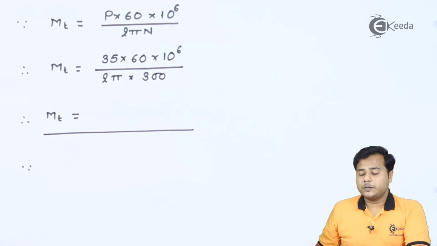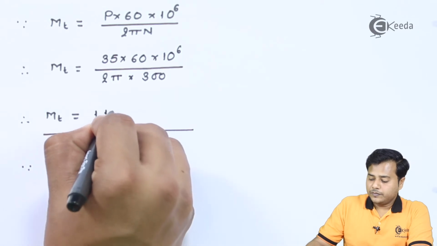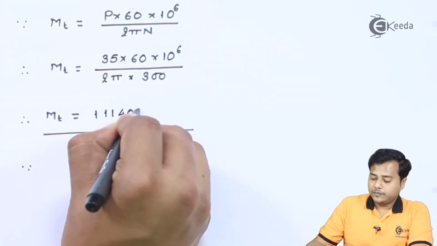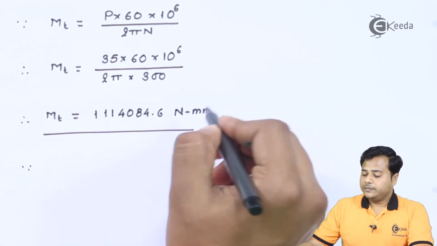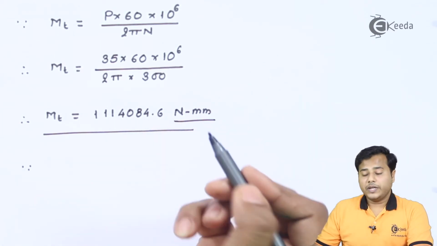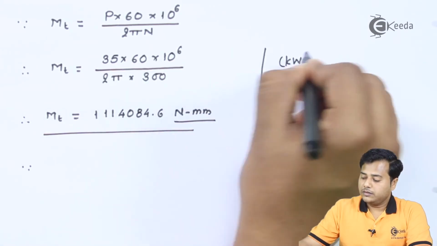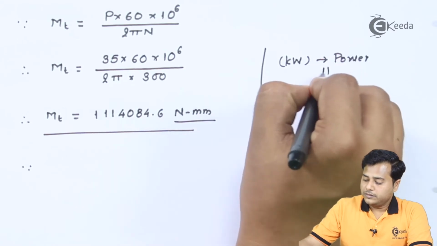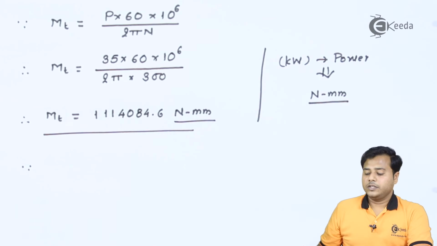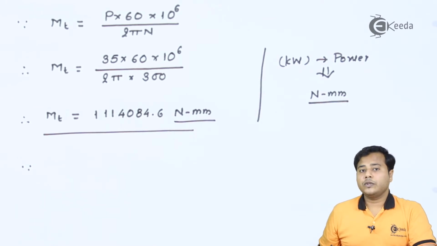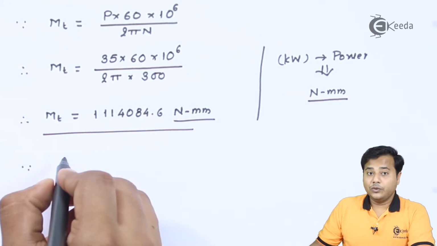As we solve this particular expression, the value we get is somewhere around. One thing you need to understand is that this particular unit comes out when we take kilowatt power here. It gives me the torque unit to be Newton millimeter. So with this particular MT, let us go for the further calculation. The further calculation is about the safety value. So let us quickly look at them.